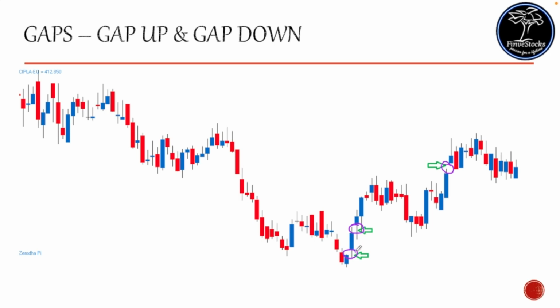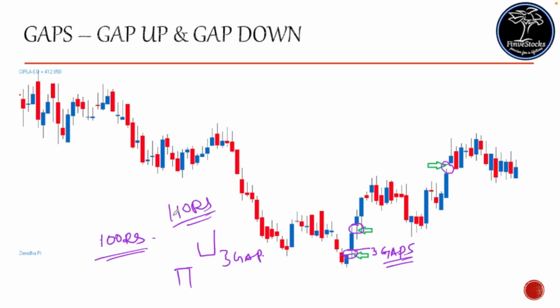Gap is the difference in price between the bodies of two candles. Here if you can see, the body of the candle ends here. Here the next one starts from here. So this area is called a gap. Now let's see how the gaps are being formed.